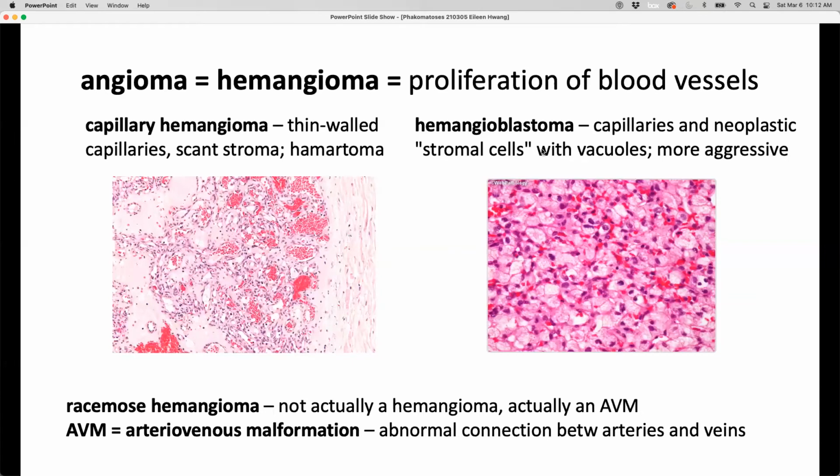So a hemangioblastoma has both capillaries, these reddish areas, as well as these neoplastic stromal cells that have all these vacuoles in them. So what condition is associated with retinal hemangioblastomas? Von Hippel-Lindau. Yeah, great, awesome. You guys are rocking it already with all the vascular tumors. So the hemangioblastoma is what occurs in von Hippel-Lindau, but has many other names that we'll go over in a second. A racemose hemangioma, confusingly enough, is not actually a hemangioma. It's just an arteriovenous malformation, meaning an abnormal connection between arteries and veins. If they wanted to confuse you further, now I've really done it.